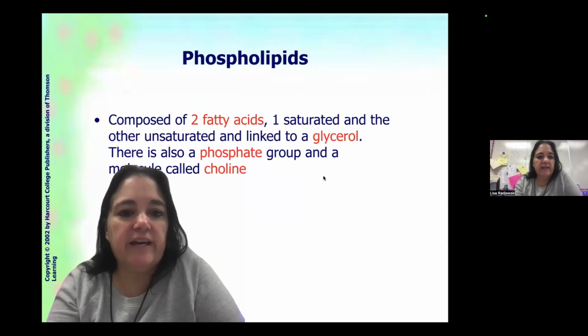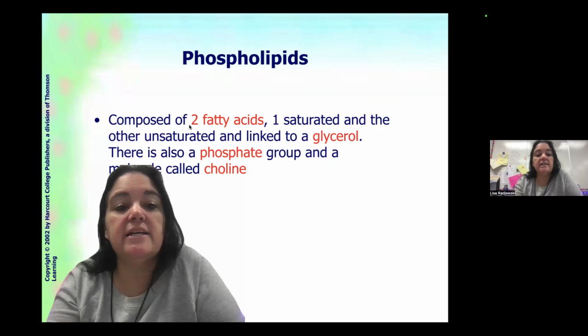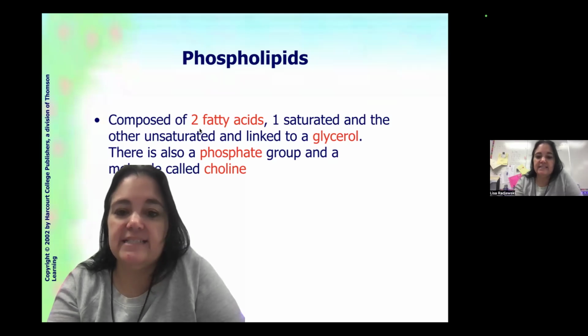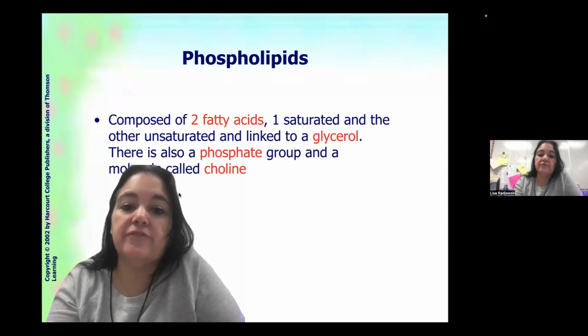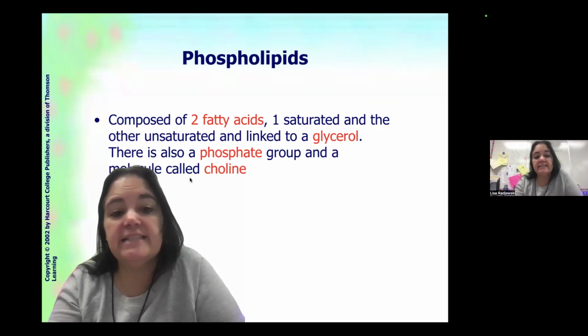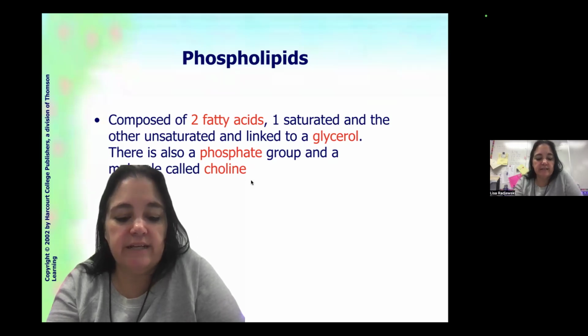All right, our second lipid is a phospholipid. Notice it's different. It's composed of 2 fatty acids. One of them is always going to be saturated and the other one is going to be unsaturated, and it is also bonded to a glycerol molecule. The difference between a phospholipid and a triglyceride is that it has a phosphate group on there and another molecule, I'll show you what it looks like, called a choline.